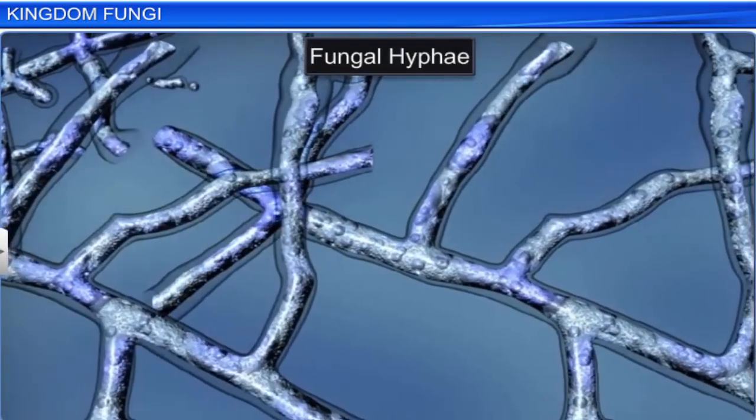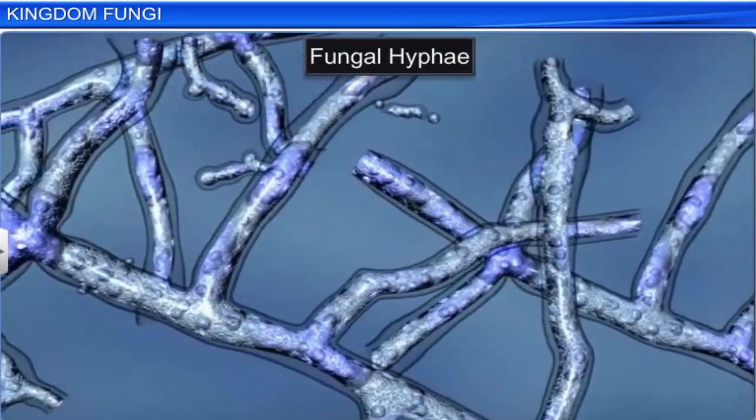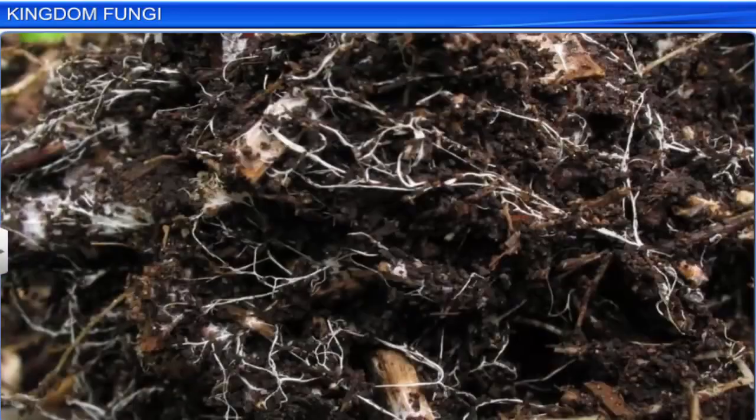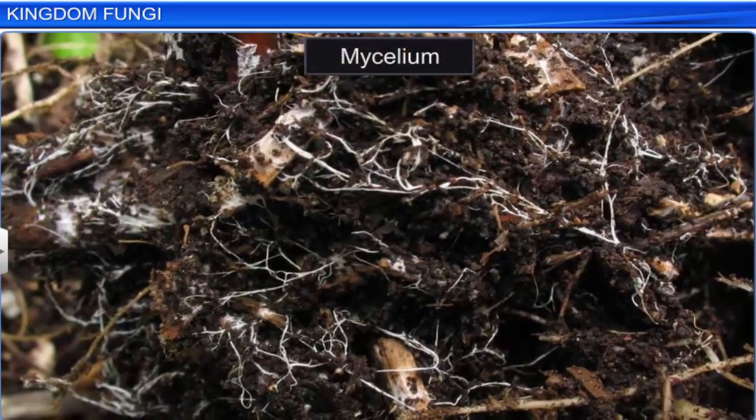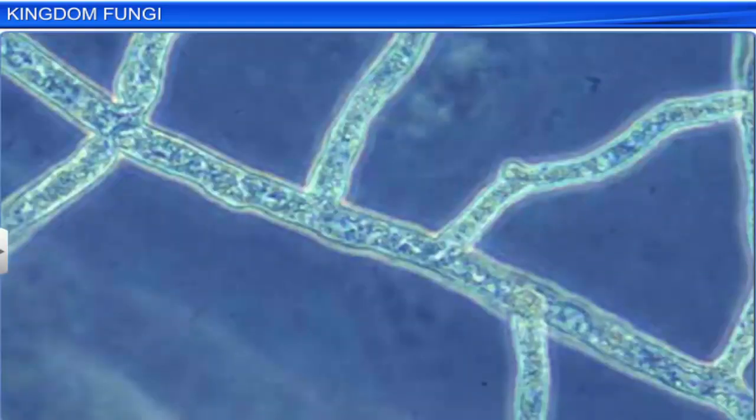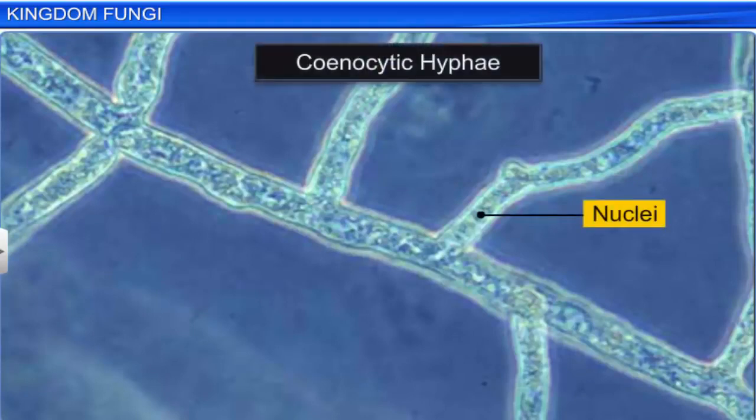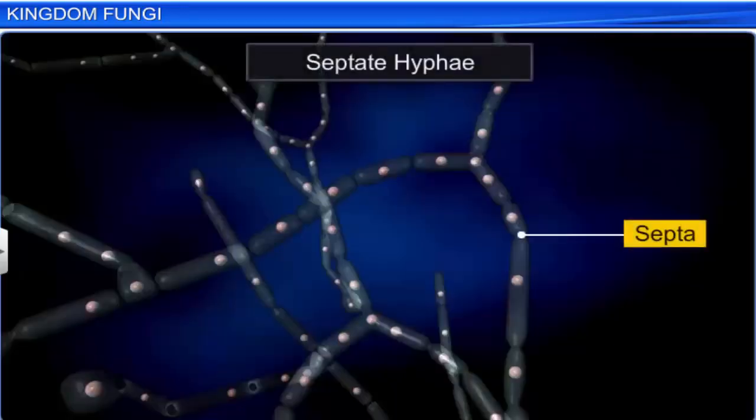Fungi consist of long, slender, thread-like structures called hyphae. A network of hyphae is known as mycelium. There are two types of hyphae. The first type is made up of continuous tubes filled with multinucleated cytoplasm and is called cenocytic hyphae. The second type of hyphae has septae or cross walls.